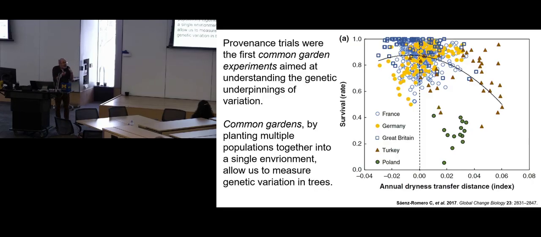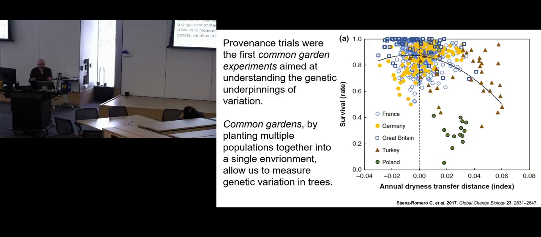What that does is allow you to look at the variation within that garden, which, if you have enough replication, gives you an estimate of how much of the variation you observe is due to genetics. Variation within a common garden, if it's done well, reflects genetic variation. Variation between genotypes among gardens reflects plastic variation.